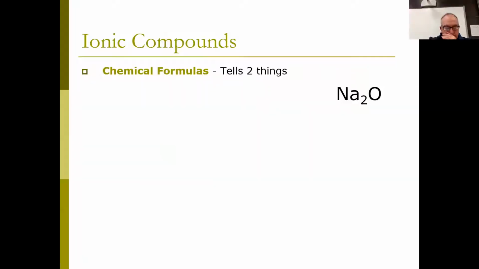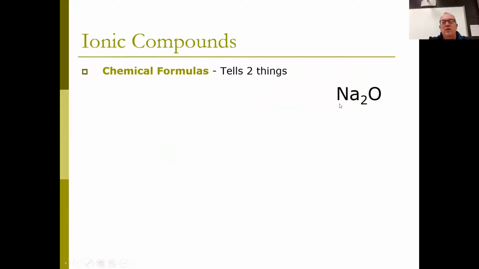So remember, ionic compounds are one of the three different ways that elements can combine together. We have ionic, covalent, and metallic. And ionic compounds are always going to be the bonding between a metal and a non-metal. And it tells us two different things, these chemical formulas.